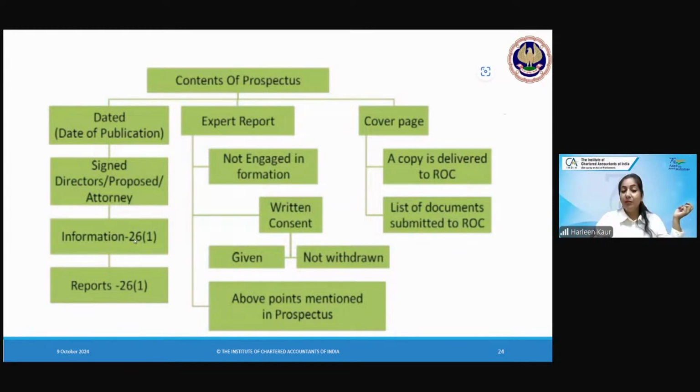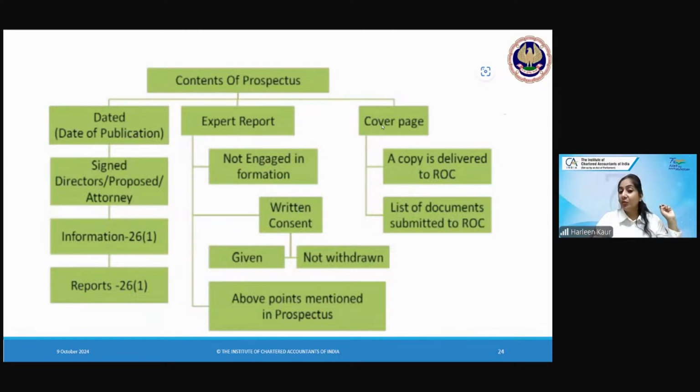Information under 26(1) means all the information which SEBI requires, all the reports which SEBI requires. When will you include expert's report? He shall not be engaged in the formation of the company. He has given a written consent and he has not withdrawn the written consent. All these above points have to be mentioned in the prospectus.